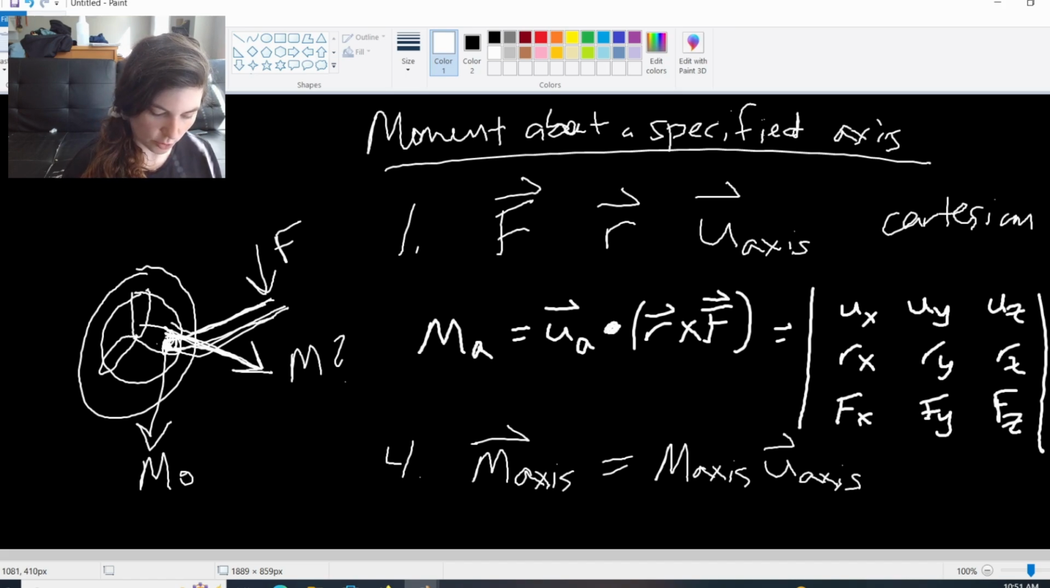And this will give you the magnitude of the moment about the axis. So we can use this shortcut equation as well. Let's take a look at a couple of examples. It'll make a little more sense as we work through the steps together.